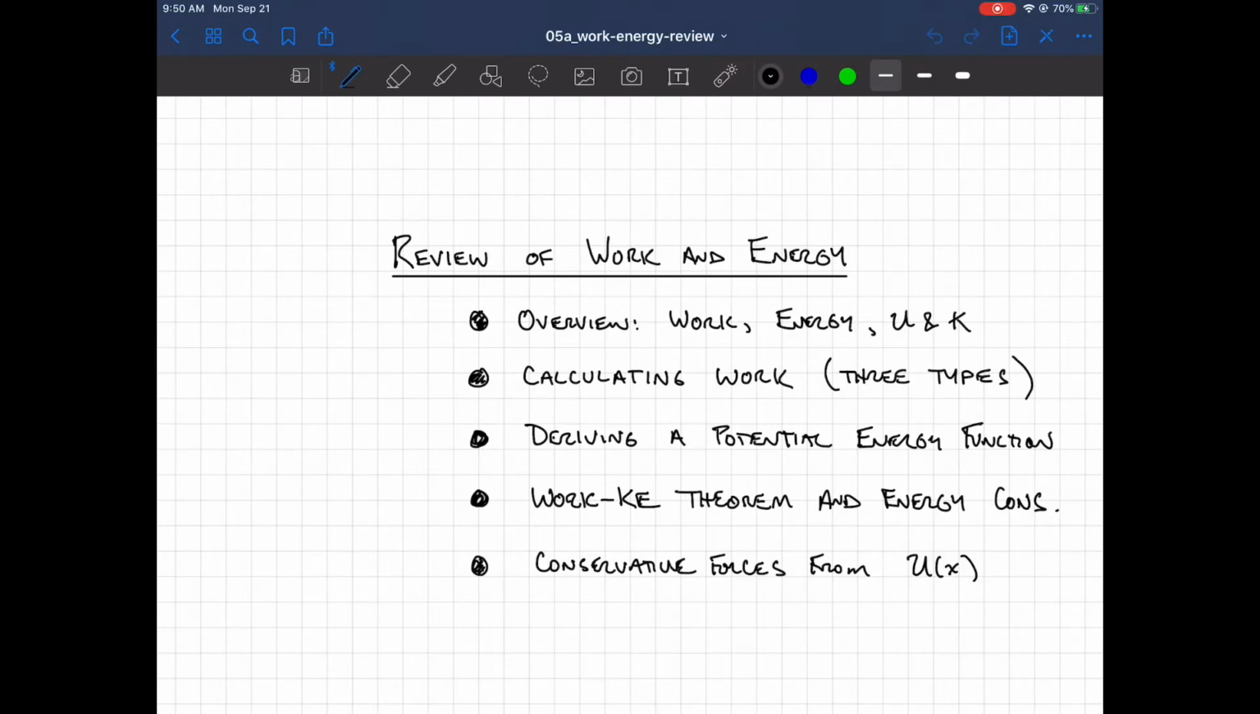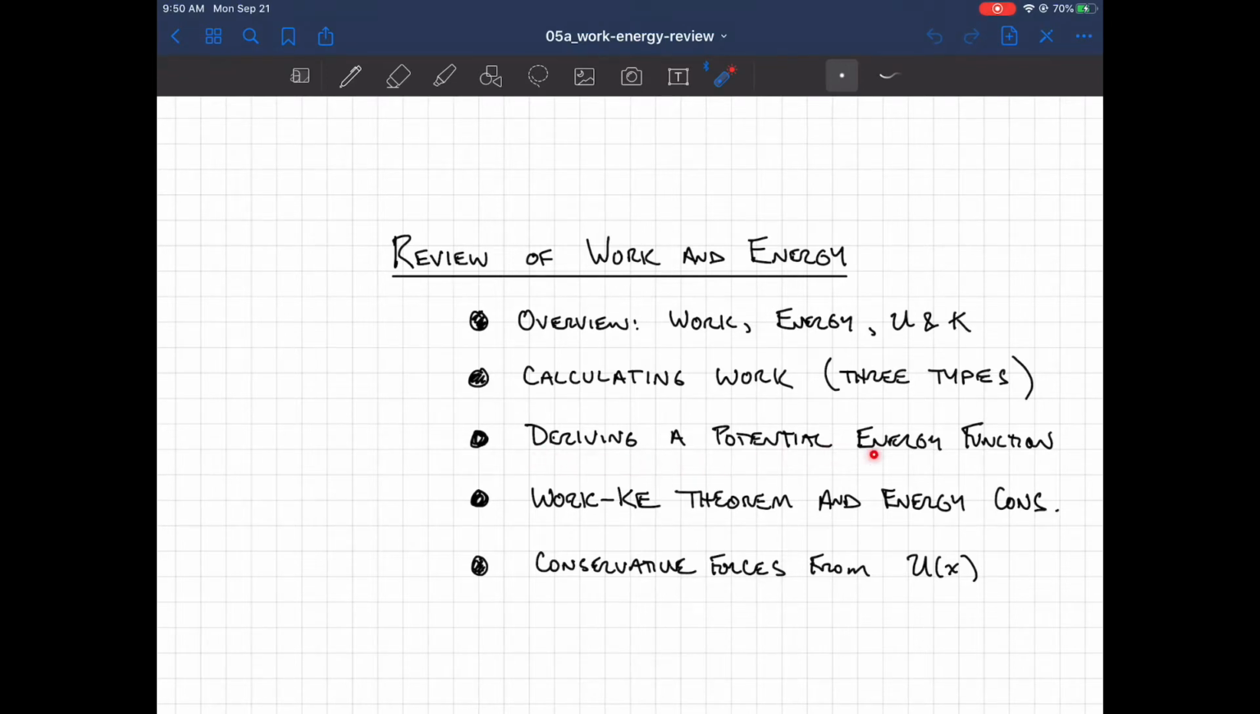So today we'll talk about just an overview of work and energy, potential and kinetic energy. We'll talk about how to calculate the work, which is the thing from which all energy concepts are derived. And we'll talk about three different ways of that calculation. And of course, there's a single definition of the work, but it's a pretty complicated mathematical definition, and in general, we'll use some simpler forms of it.